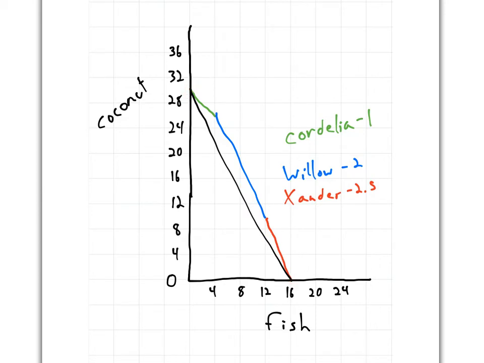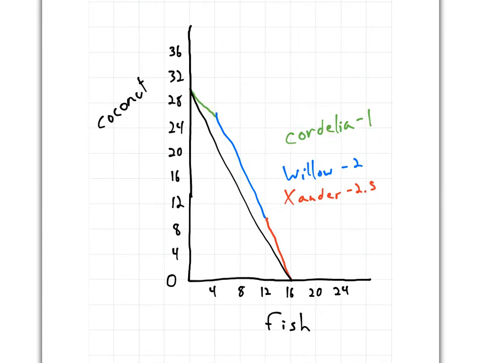to 16. And because Cordelia's trade-offs are this way, because each fish only costs her 1 coconut, whereas it costs Willow 2 coconuts, and for Xander it would cost 2.5 coconuts, if we start to produce fish instead of just doing all coconuts, then we're going to have her do that first, and we're going to use her trade-off of 1. That's the slope.